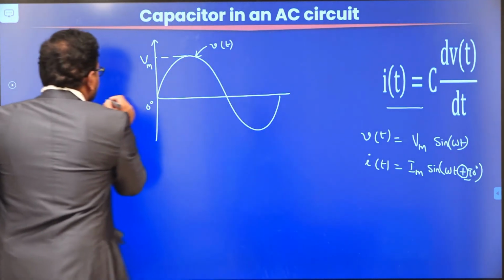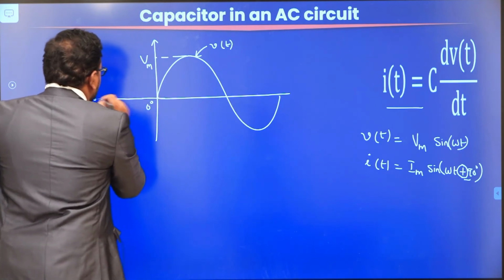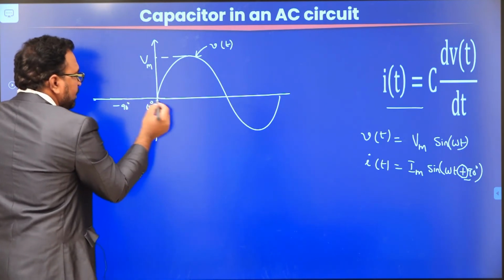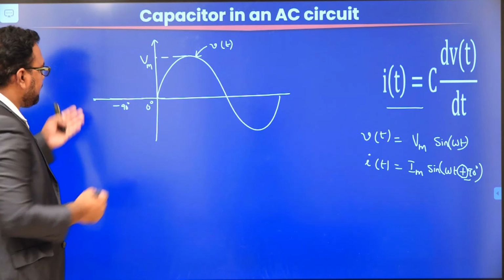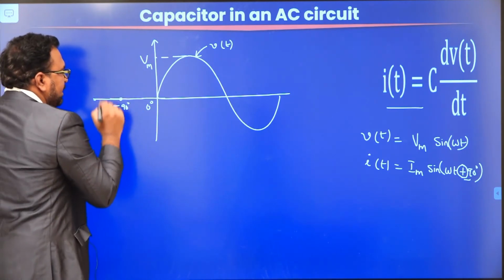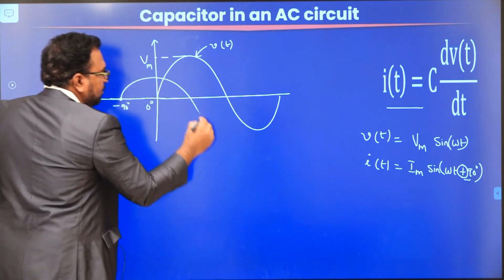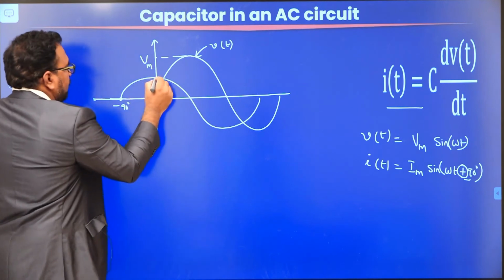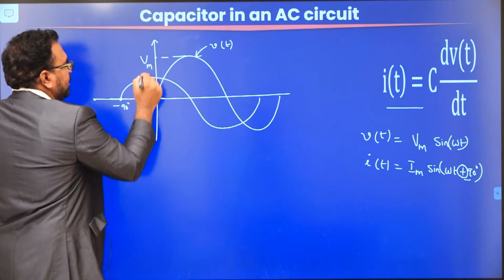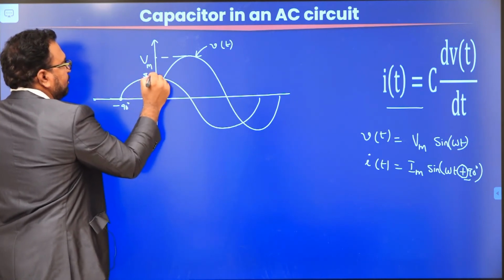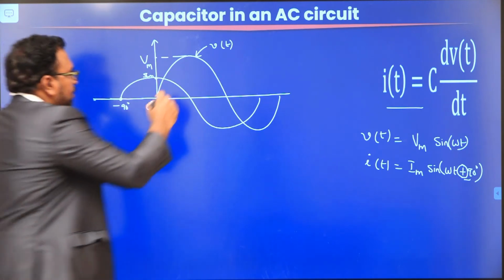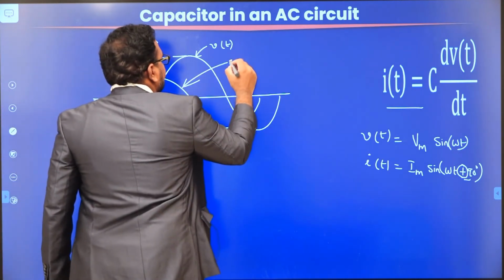So before 0 degrees means it has to start at minus 90. Before 0 degrees means negative values. So the current started at minus 90 degrees and reaches the maximum value at 0 degrees. So this is the maximum value Im. Okay, so this is the current through the capacitor.